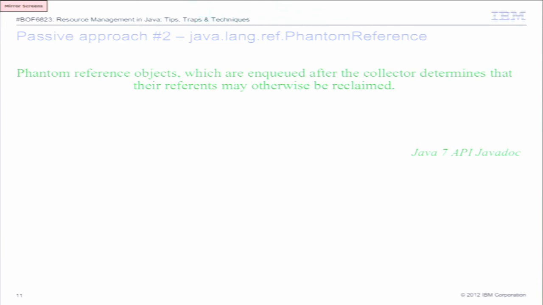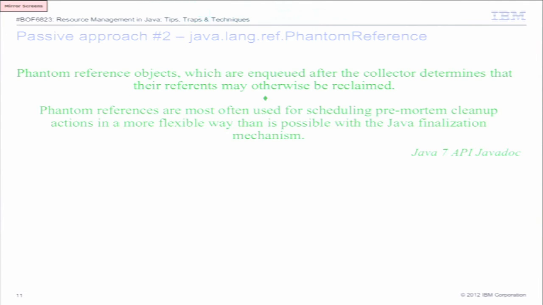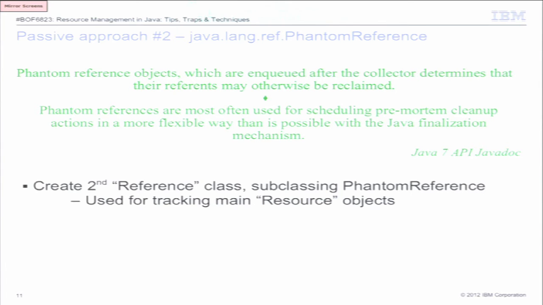So now this is from the Java 7 API Javadoc, where it says phantom reference objects are enqueued after the collector, the collector being GC, determines that their referent may otherwise be reclaimed. It gives a suggestion that they're most often used for scheduling pre-mortem cleanup actions in a more flexible way than is possible with Java finalization. So I believe that phantom references came in about Java 1.4.